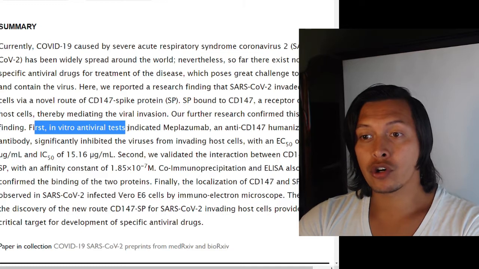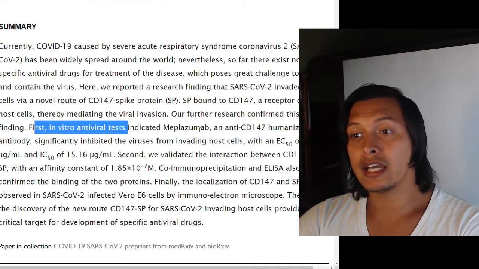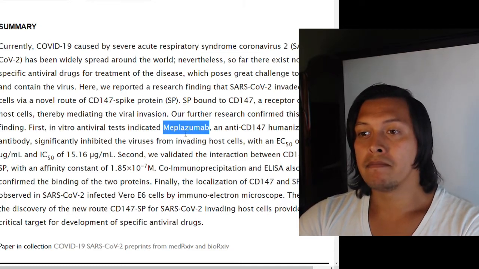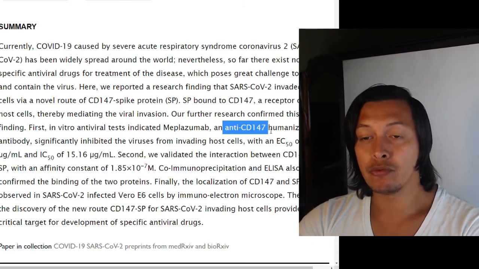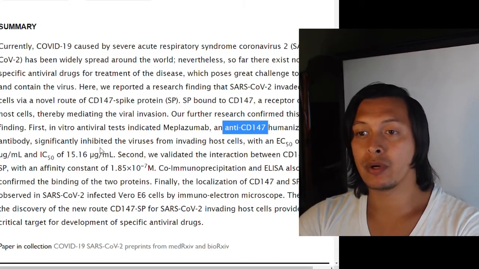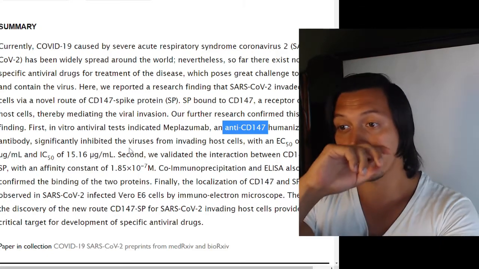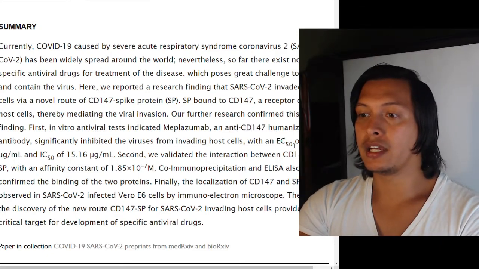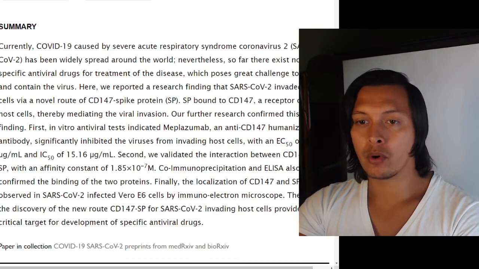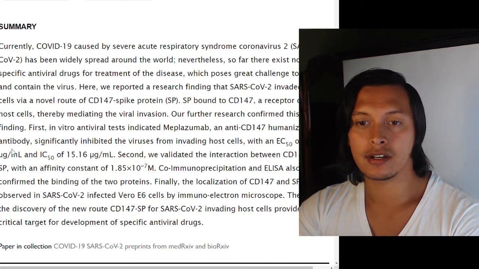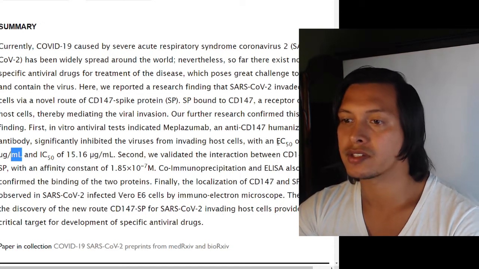First, the in vitro antiviral tests indicated that meplazumab, which is an anti-CD147 humanized antibody, significantly inhibited the viruses from invading the host cell with the EC50 of 24.86 nanograms per milliliter. Just know that this is a concentration.